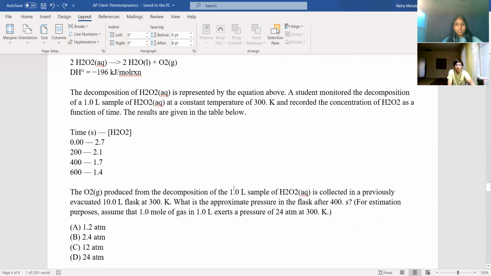O2 gas produced. Pressure of the flask after 4 seconds. Wait, what is this given in? So I think on the left it's time, and then on the right it's concentration of H2O2. So concentration, like liters? No, molar. Molarity. Yeah, molarity.